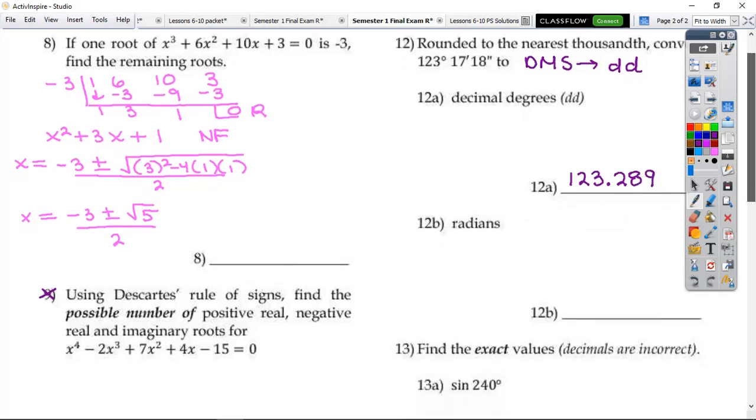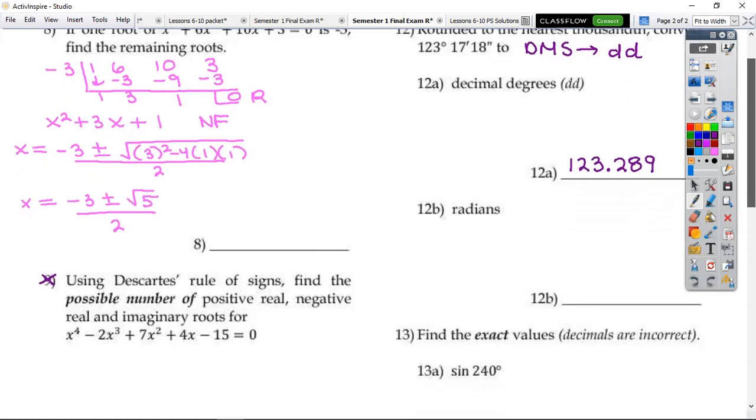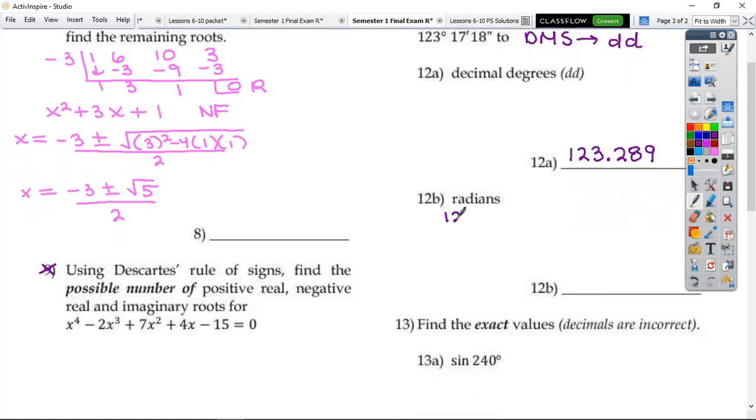And then 12b, you're going to convert that into radians to the nearest thousandth. So you're going to go 123.289 multiplied by pi, and then divided by 180. And I would encourage you to do this with parentheses. And then rounding, I got 2.15. So 2.15 radians. You may leave your answer like that, or you could do this. Up to you. Both are okay.